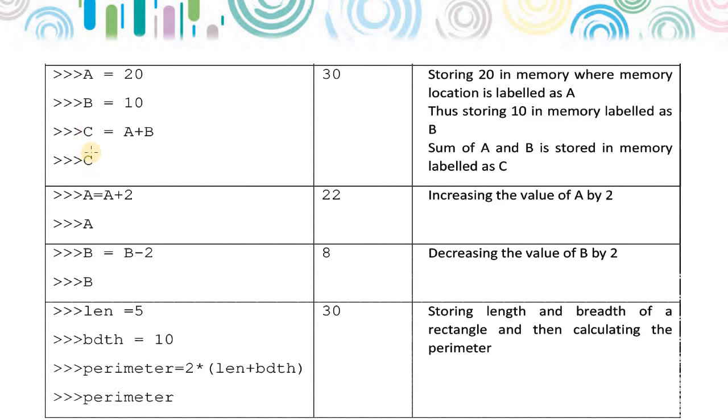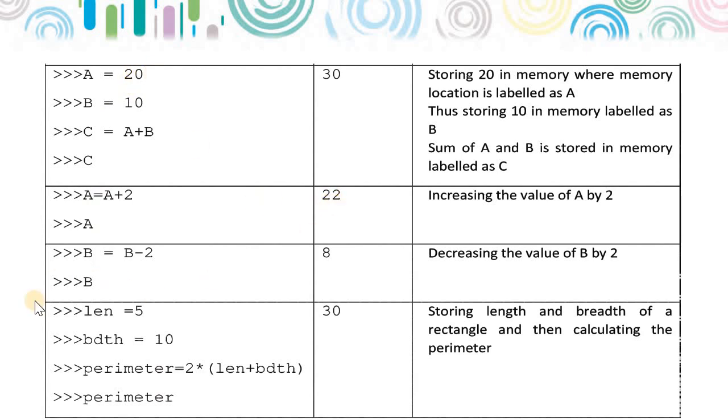Then if you just write C, it will give out the value, which is 20 plus 10, that is 30. So this means 30 is currently being stored in memory under variable C. Next, similarly to the previous case, if I write A plus 2, then the new value of A will be 20 plus 2, which is 22.